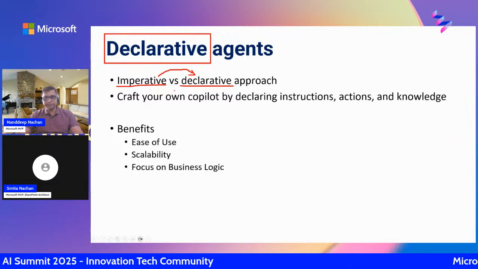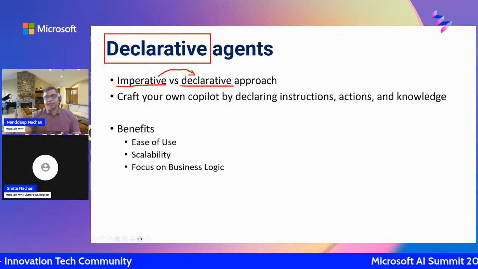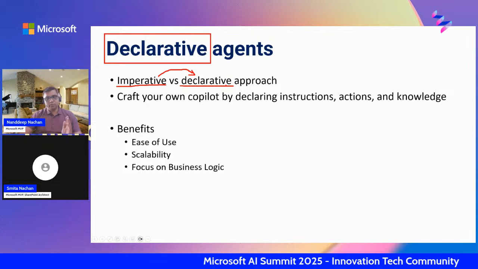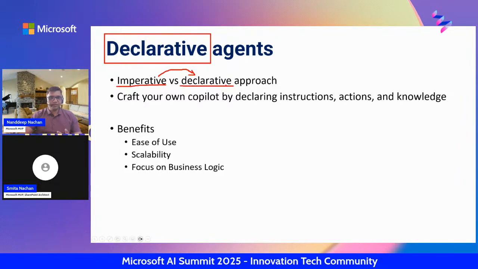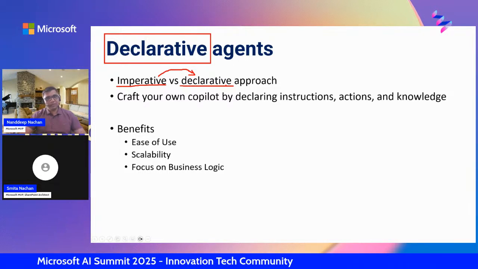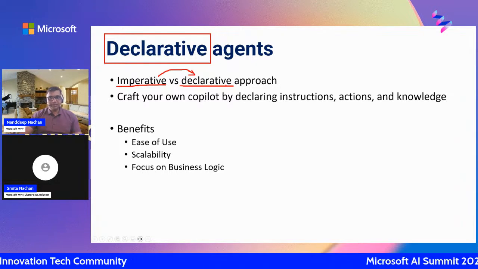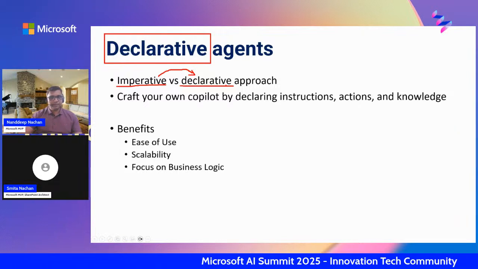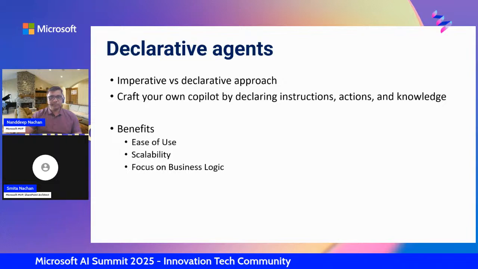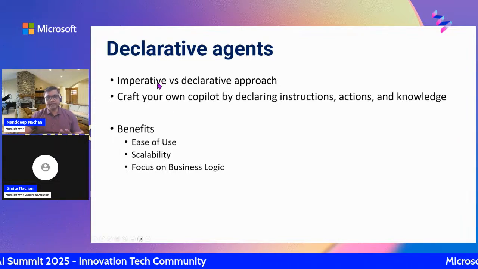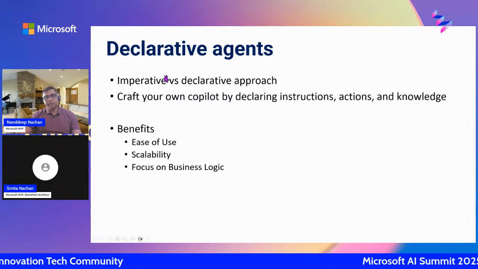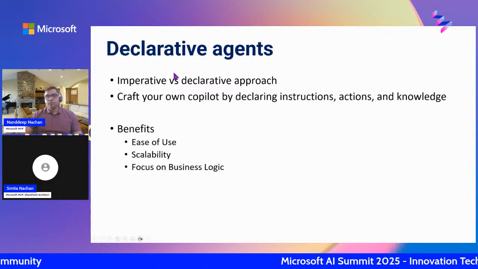Now we are moving to this declarative approach. This declarative approach mainly focuses on defining what needs to be done rather than how it should be done. So instead of micromanaging every step, we just specify the desired outcome, and then let the system determine the best way to achieve that. This is the only difference between these two. And right now we are in the era of that paradigm shift, using declarative agents over the imperative approaches.